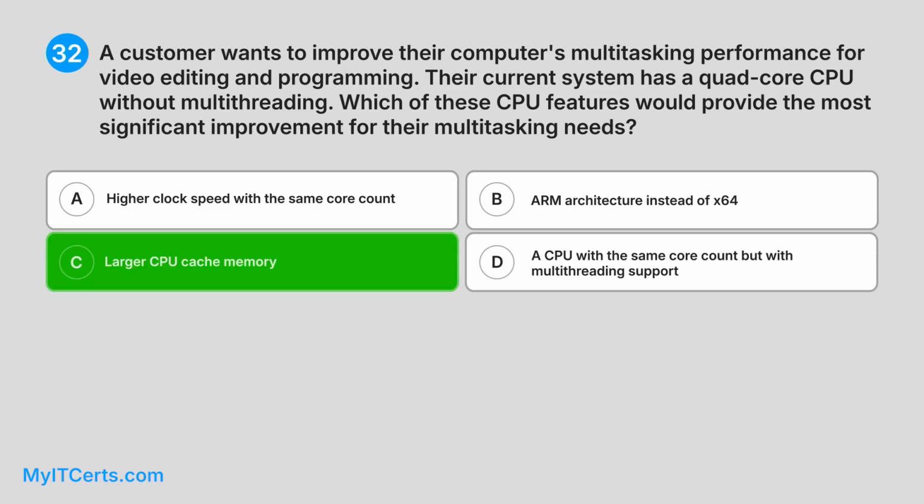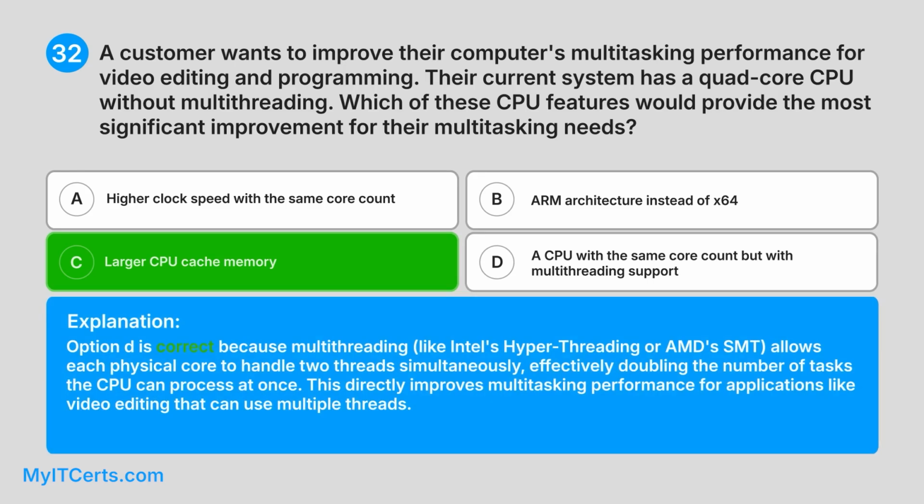Correct answer, D. A CPU with the same core count, but with multi-threading support. Explanation. Option D is correct because multi-threading, like Intel's hyper-threading or AMD's SMT, allows each physical core to handle 2 threads simultaneously, effectively doubling the number of tasks the CPU can process at once. This directly improves multitasking performance for applications like video editing that can use multiple threads.